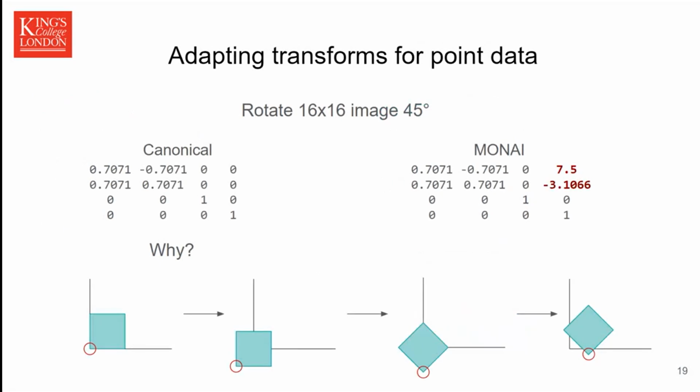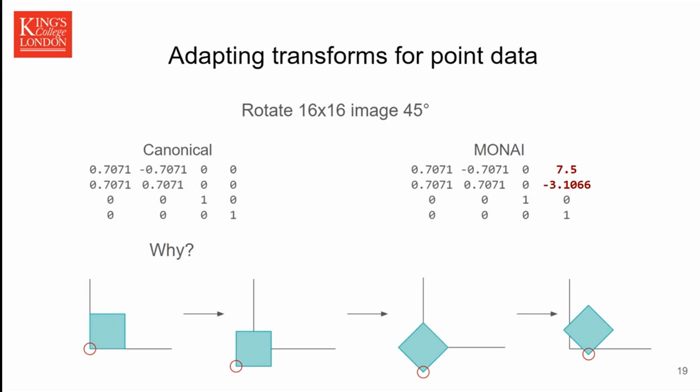So one of the things that we intend to do is adapt transforms for point data. In fact, we need to if we want to have geometry as first-class support. So let's take the example of rotating a 16 by 16 image 45 degrees.